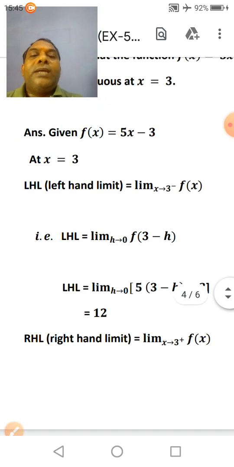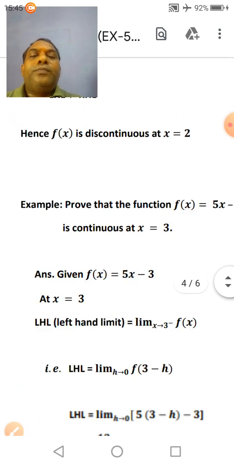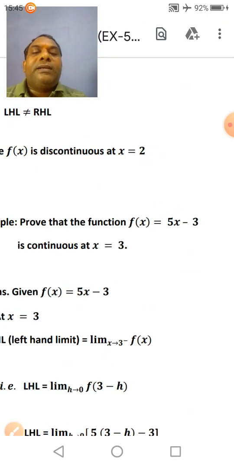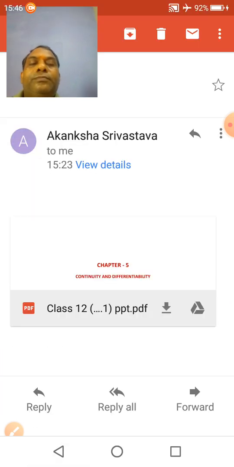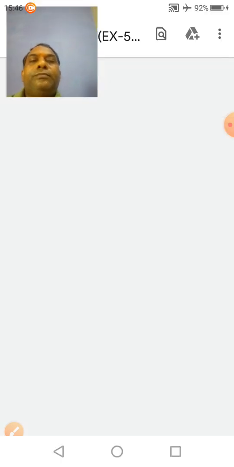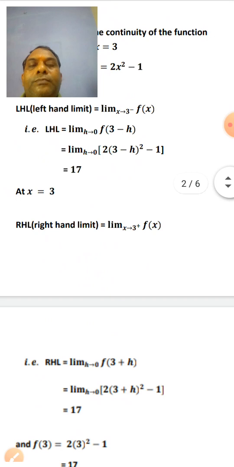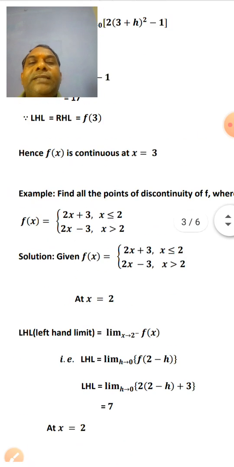Also, you can prove that if the limit as x tends to 3 of f(x) is equal to f(3), then it will be continuous. Clear? Now, next example.